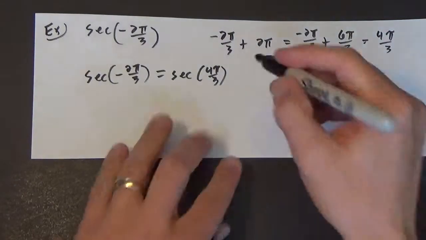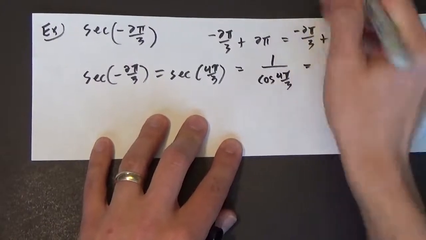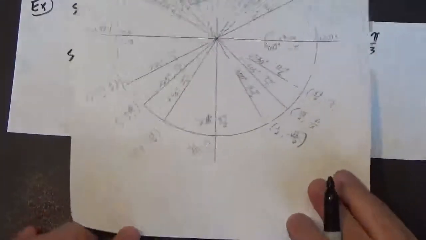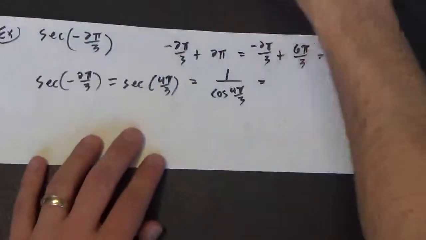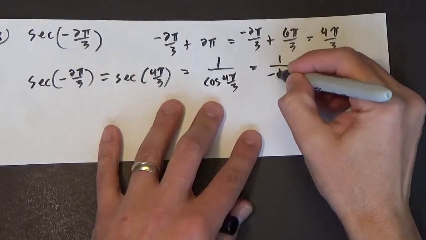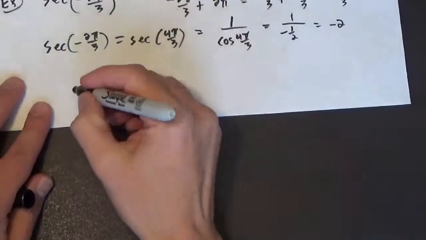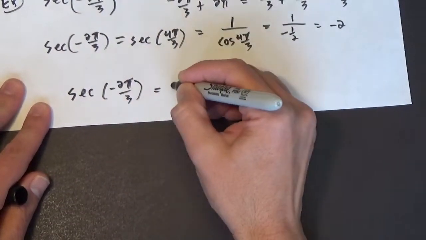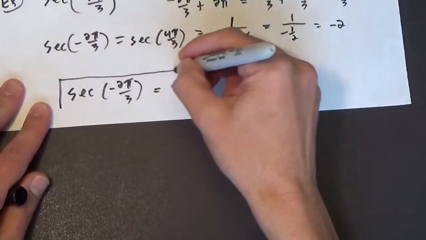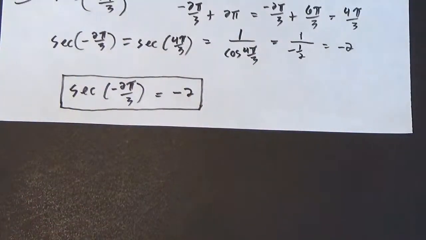Okay, now secant is 1 over cosine, so now we have to find 1 over the cosine of 4 pi over 3. And we go to our handy-dandy unit circle, and here's 4 pi over 3. The cosine is negative 1/2, so it's going to be 1 over negative 1/2, which is negative 2. So that means the secant of negative 2 pi over 3 equals negative 2. And there you go.